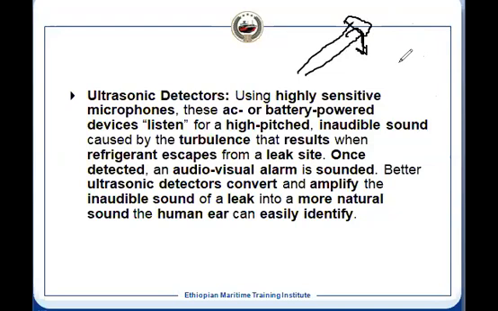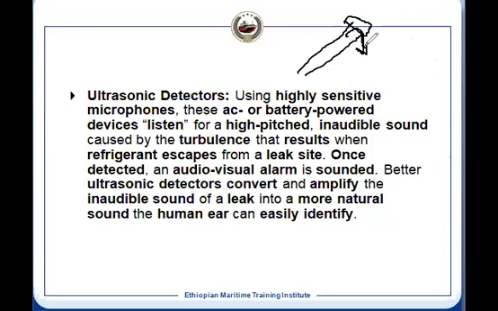It is not audible to us. If you go to the area where there is a leakage, we cannot find it out with our ear, we cannot listen to that. But this ultrasonic detector can hear the sound and detect it. After that, they amplify this and convert it into a sound which is audible to us. It means we can hear the sound. So once the sound is detected, it is amplified and then converted into a sound wave which is audible to us.